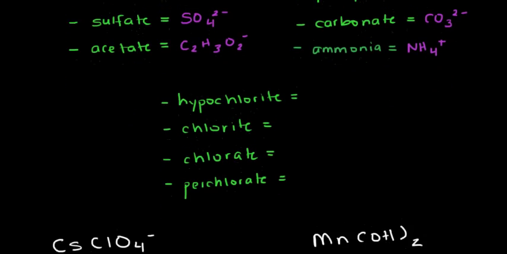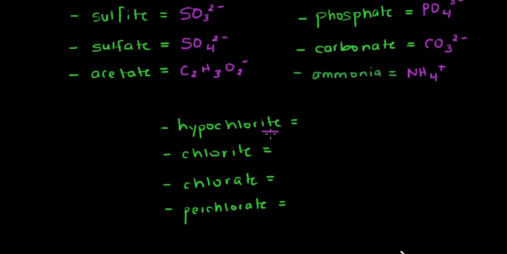return to our endings. I told you that ite indicates one fewer oxygen than ate. But what about these beginnings here? What about this hypo bit? And what about this per bit? Well, if I tell you that hypochlorite has one fewer oxygen than chlorite, well, then you should be able to figure out the rest. If I tell you that hypochlorite is ClO minus, chlorite has one more oxygen, so it's going to be ClO2 minus. Chlorate, remember ate always has one more oxygen than ite, so it's ClO3 minus.